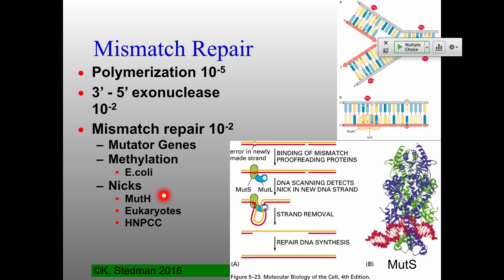So MutH, again, these are names that have come from E. coli mutants. These are things that undergo very high mutation frequencies if this gene is mutated. MutH is actually the thing that comes in here in this strand removal step and gets rid of this extra piece of DNA. In the eukaryotes, those nicks just seem to be there because, again, of the lagging strand synthesis. HNPCC, what the heck is HNPCC?